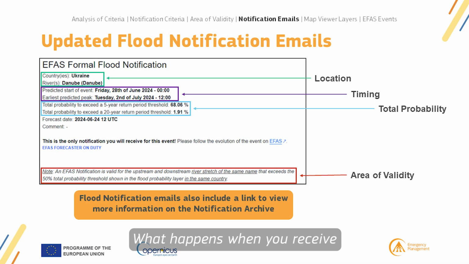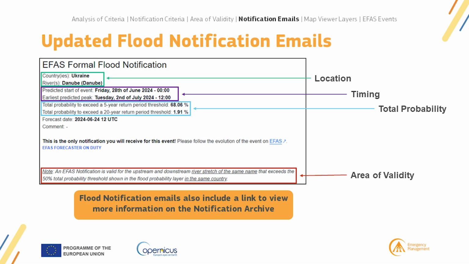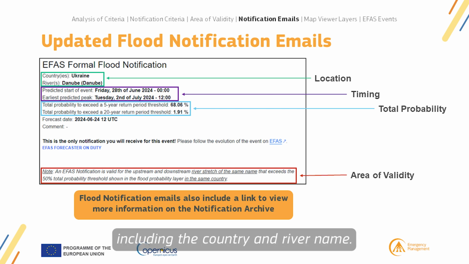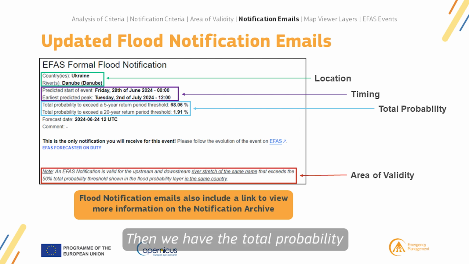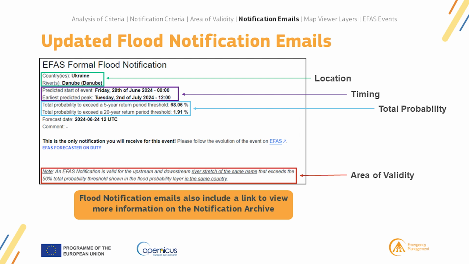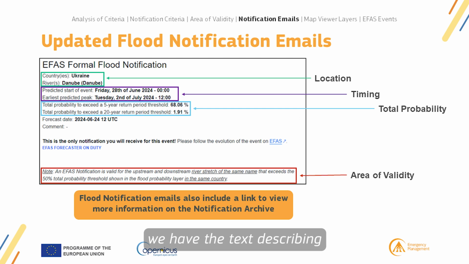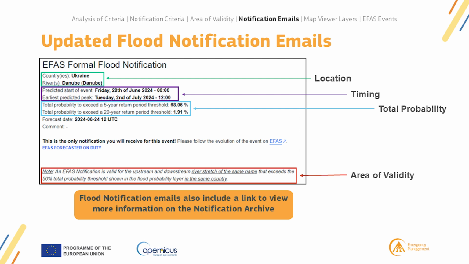What happens when you receive a flood notification email? At the top, you can find the location, including the country and river name. Then you can see information on the timing of the event, including the predicted start of the event and the earliest predicted peak. Then we have the total probability of exceeding the 5-year return period threshold and the 20-year return period threshold. And finally, at the bottom, we have the text describing the area of validity of the notification.